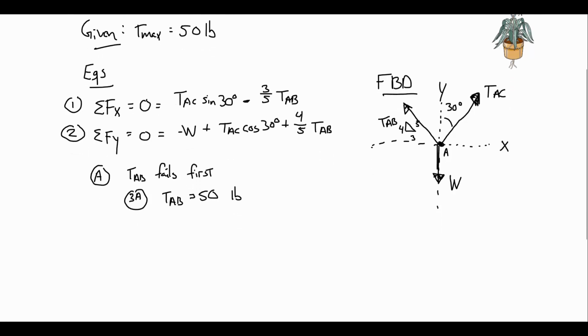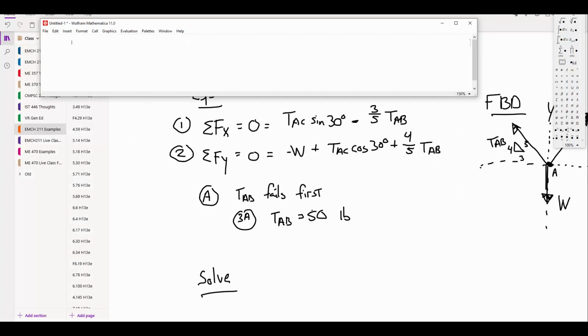So I'm going to move on for the moment to the solve step, and then I'm actually going to come back. I have 1, 2, and 3A. I want to solve those simultaneously. So I'm going to use Mathematica to solve this one. I have 3 equations. It's really not too bad to do by hand, but just as an illustration here.